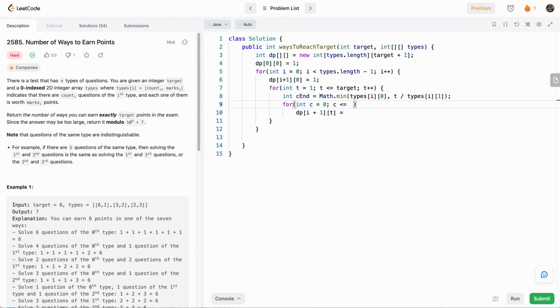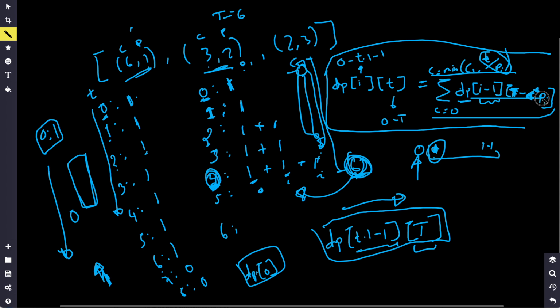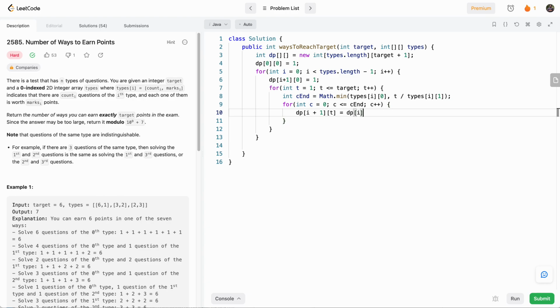So we'll say for c equals 0, c less than C end, c plus plus. And then for each of that, we'll add dp i plus 1 t is equal to this quantity over here. So it's going to be the dp i, which is the previous one, of t minus c times the points, right? So basically how many of the current type of questions we chose to solve times how many points each one is, and that goes up to t. And this C end makes sure that this will never be negative, right? So since it's a summation, we add the previous value of this to this, and note that we have to return it mod 10 to the 9 plus 7. So I'm just going to do a mod over here, right?